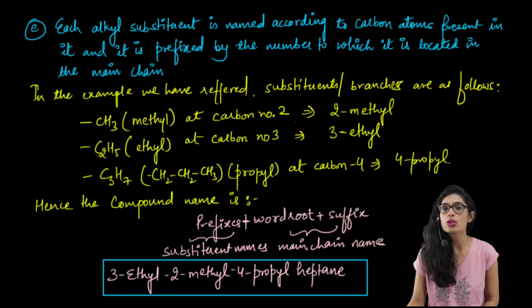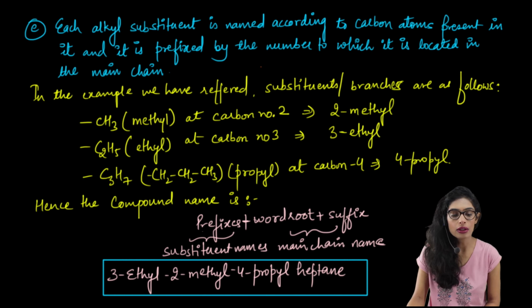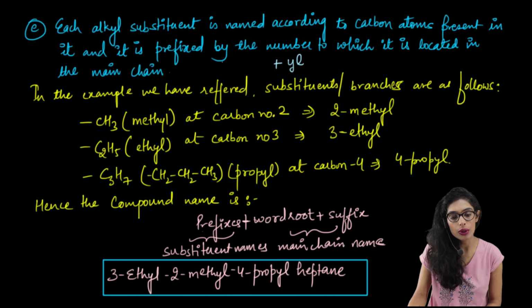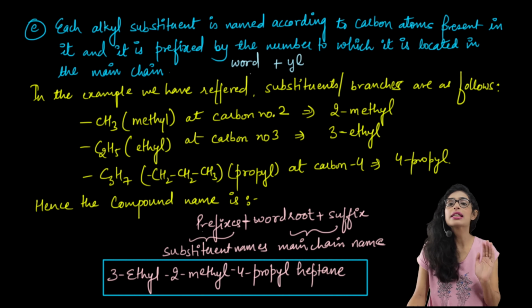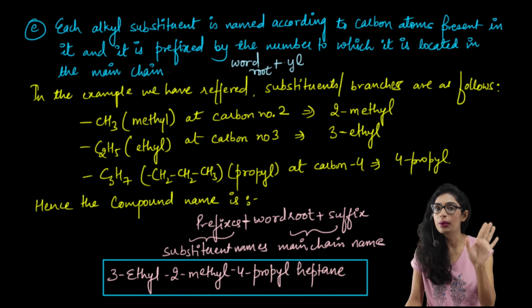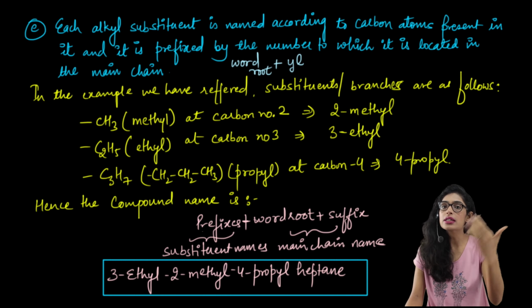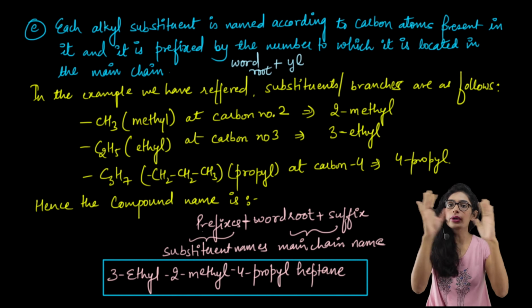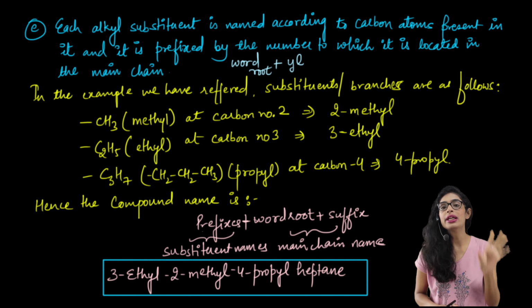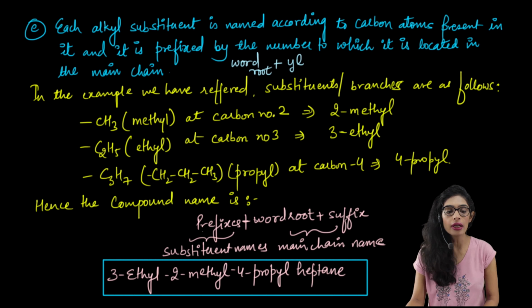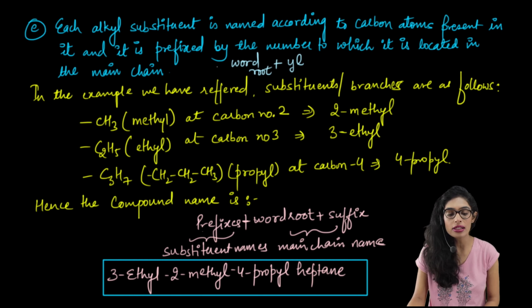For any branch or substituent group, the suffix we use is alkyl, -yl. Let me write it. The suffix we use is -yl, and it will start with the word root. The word root will tell you how many carbons are present in the branch, per branch, not considering all the branches together and counting all the carbons together. Individually in each branch, how many carbons are there, that will decide the word root, and the suffix for the branch will be -yl.